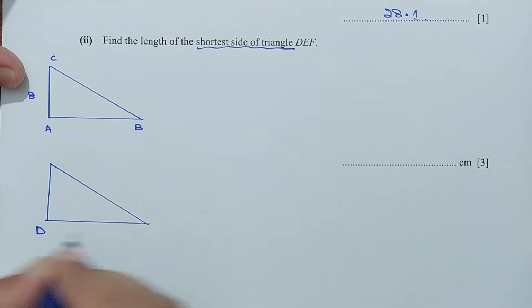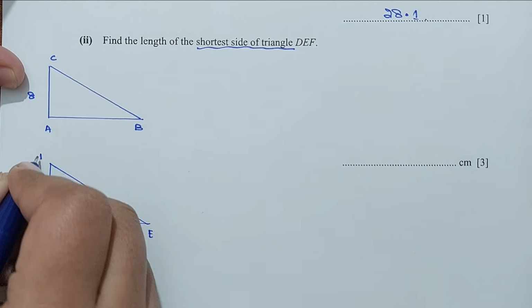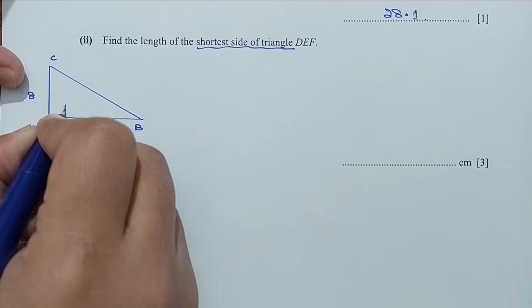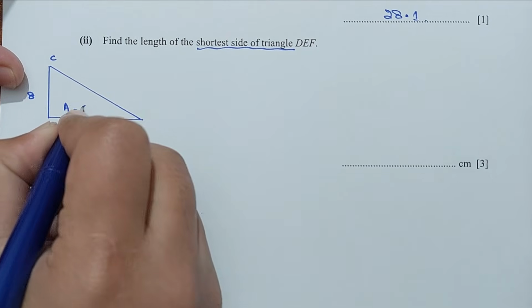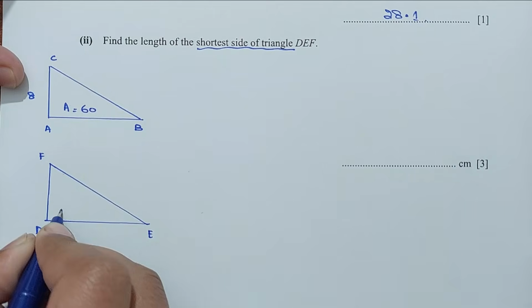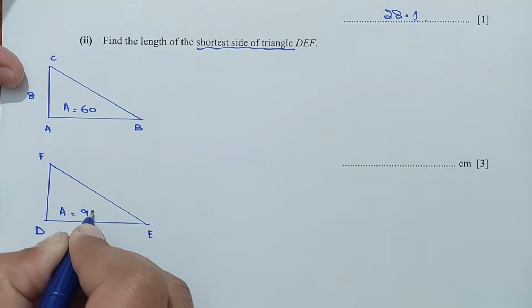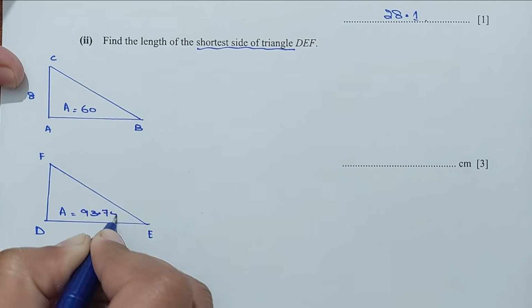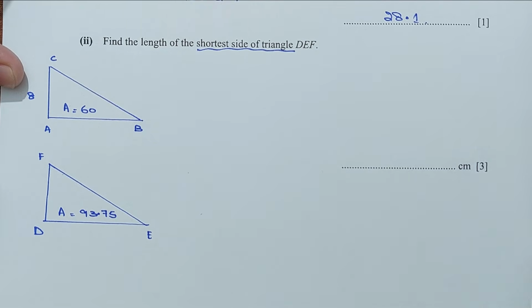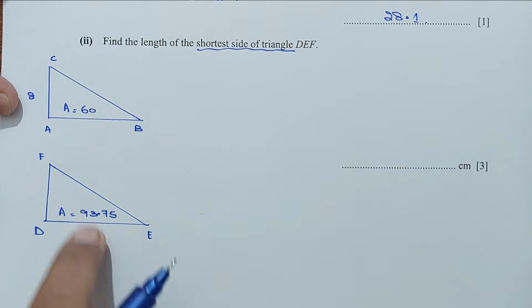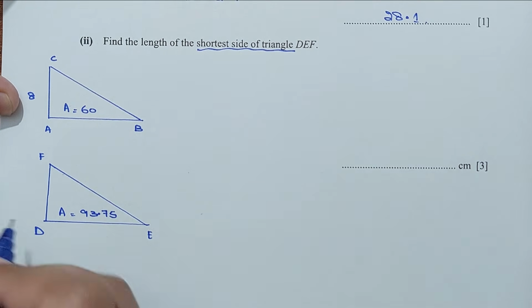This is D, E, and F, right? So area of this triangle, let me calculate the area of this. We have given this is 60 degrees, 60 centimeter, and area of this is 93.75 centimeters, right? So as we know that the two triangles are similar, the ratios of their corresponding sides are equal, right? And if we are working on areas, we can say we are working on this side, right?